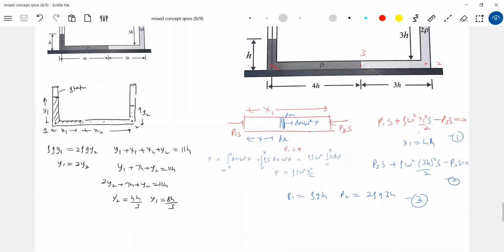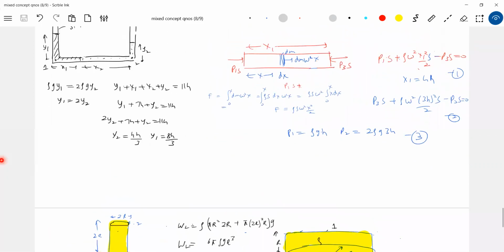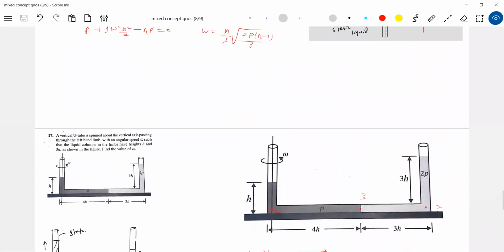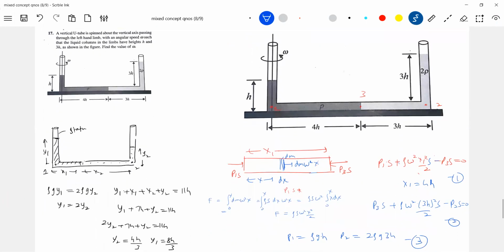So I think now I'll take you to writing the equation. Looking at this, don't bother about anything else. What is the pressure at 1? P1 plus rho omega square 4h whole square by 2 minus P3 equal to 0. This is writing the manometric equation in rotating liquid columns. I think nothing wrong, no? P1 plus rho omega square (4h whole square), x1 will become 4h, minus P3 equals 0.